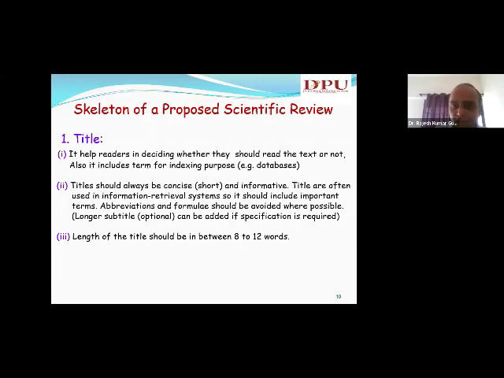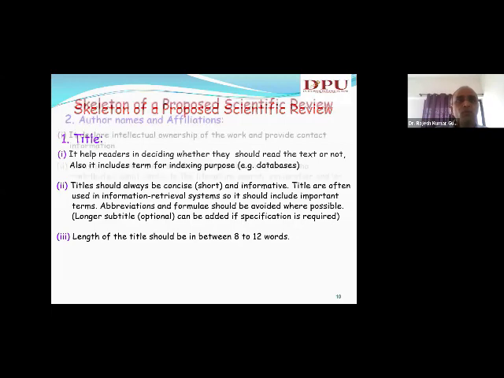Abbreviations and formulas should be avoided where possible. Longer titles can be added if a specification is required. Length of the title should be between 8 to 12 words. So there should not be a long title. It should be very concise, very short, and it should convey the main idea of the proposed scientific review article.